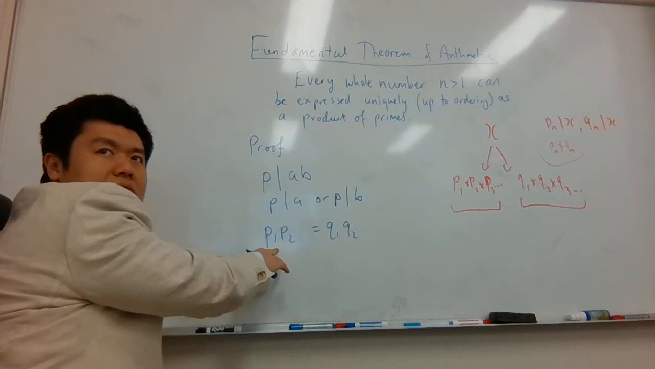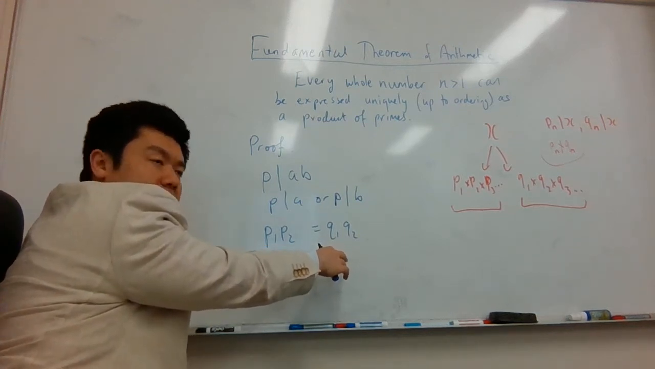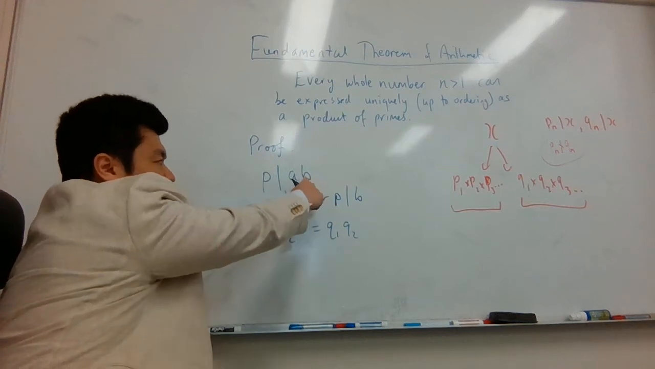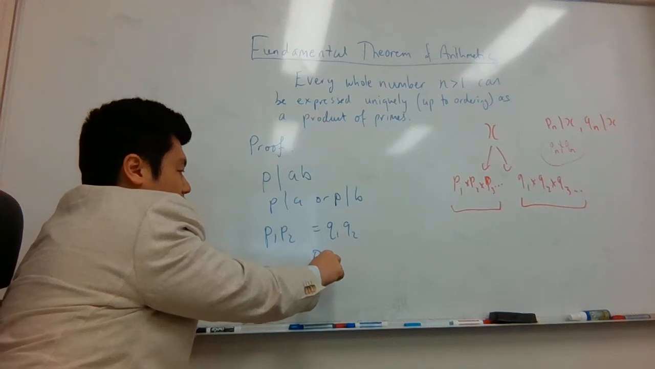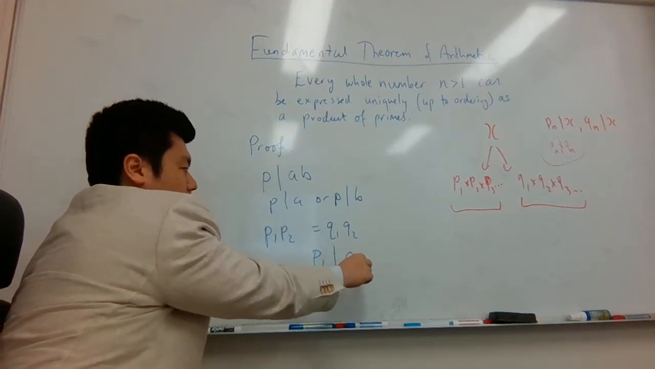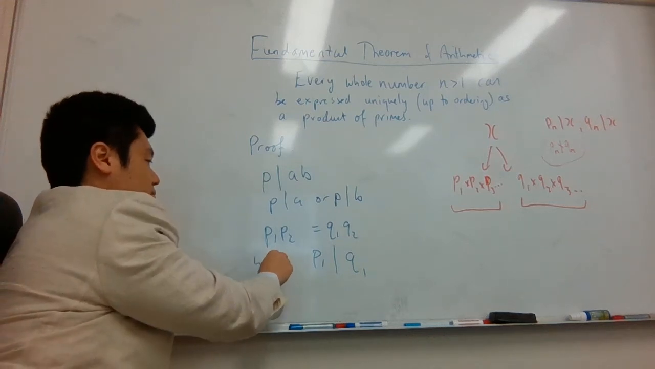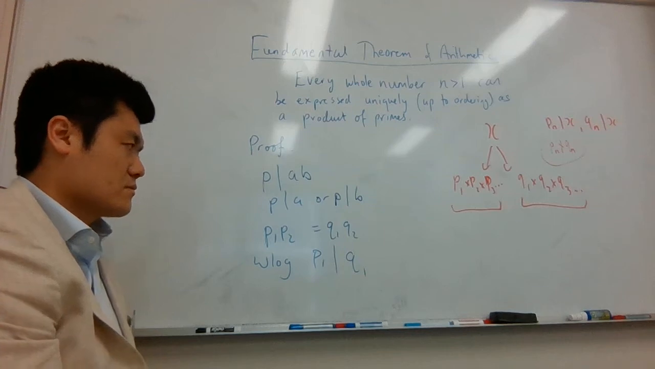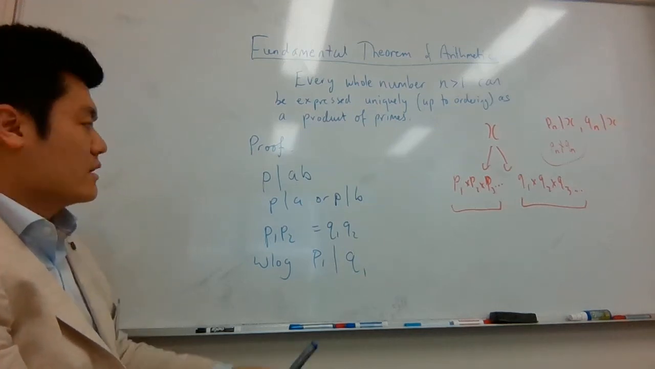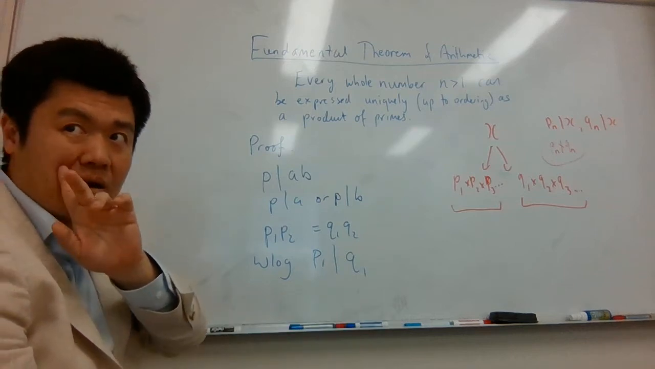Then P1 divides Q1 times Q2. So A could be Q1 and B could be Q2. So that means P1 divides Q1 or Q2, but without loss of generality, just reorder them so it divides the first one. This is a good prime. So if a prime divides a prime, then it must be equal.